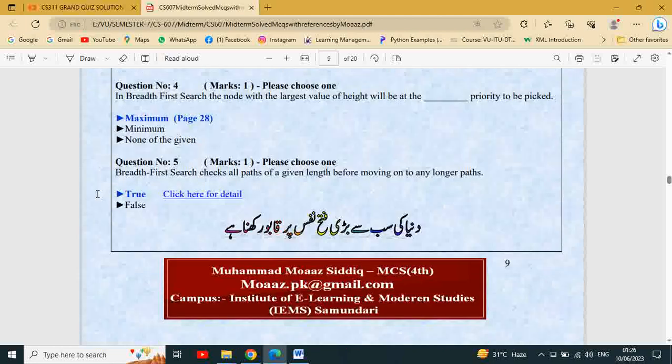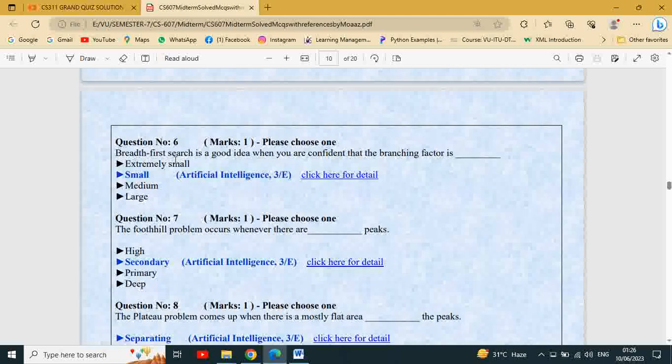Breadth first search checks all paths of a given length before moving on to any longer path. True. Breadth first search is a good idea when you are confident that the branching factor is small.